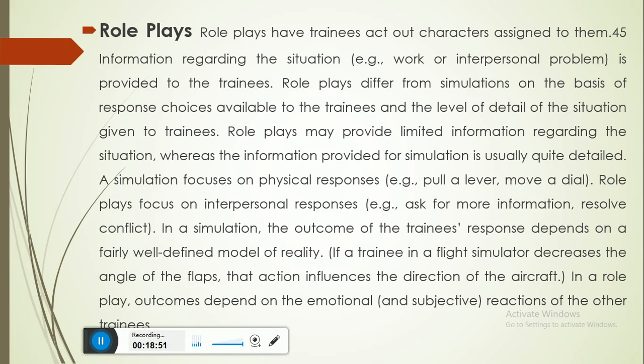So simulation, which we have discussed, has detailed information. A simulation focuses on physical responses, for example, pull a lever, move a dial. Role play focuses on interpersonal responses, for example, ask for more information, resolve the conflict. In simulation, the outcome of the trainees' responses depends on a fairly well-defined model of reality. If a trainee in a flight simulator decreases the angle of the flaps, that action influences the direction of the aircraft. In a role play, outcomes depend on the emotional and subjective reaction of the other trainees. So that's called role play.